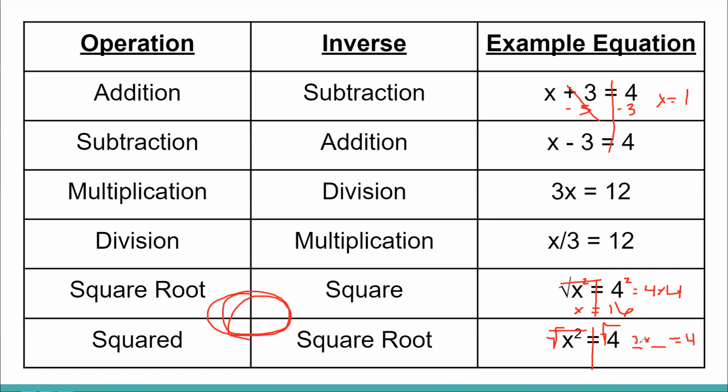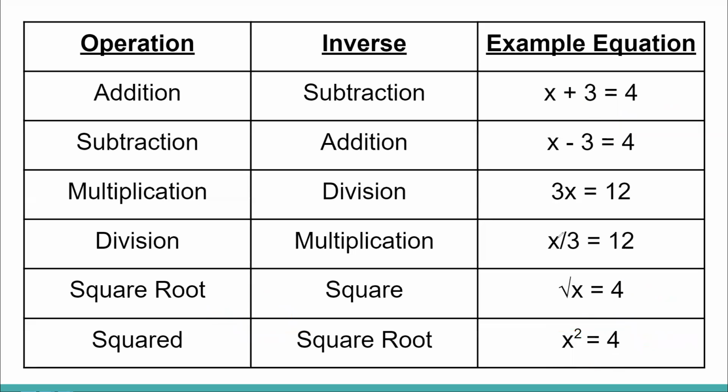And I know that 2 times 2 equals 4. So since that goes away, we're left with just x on the left. And I know the square root of 4 is going to be 2. And so that would be my answer for that problem there.